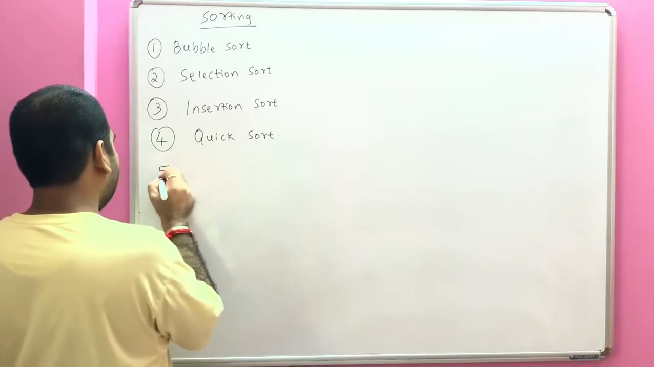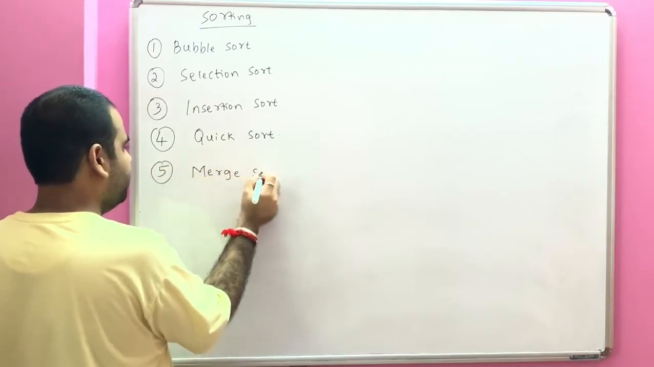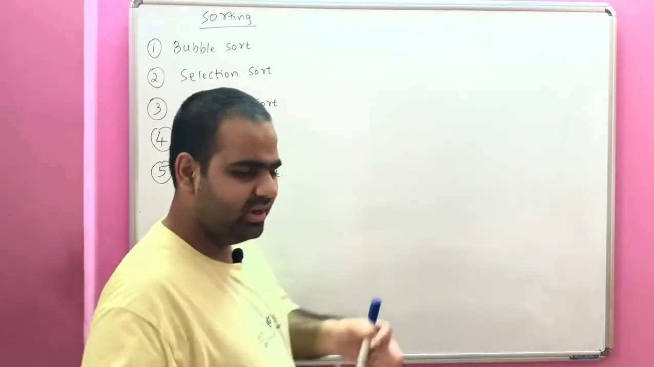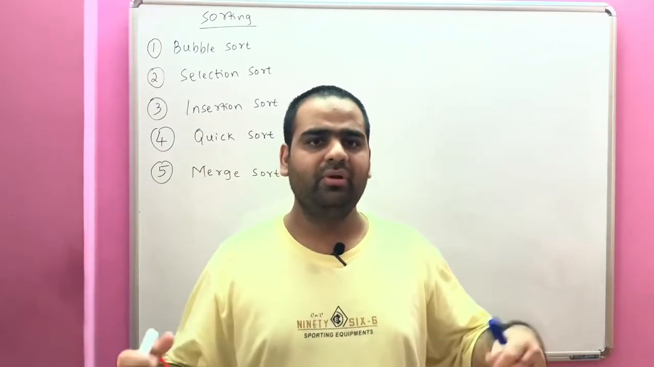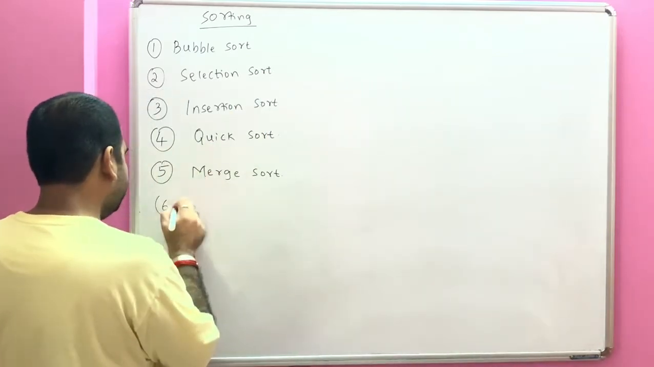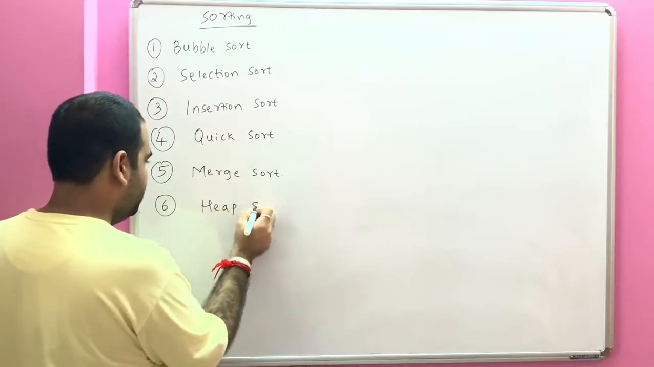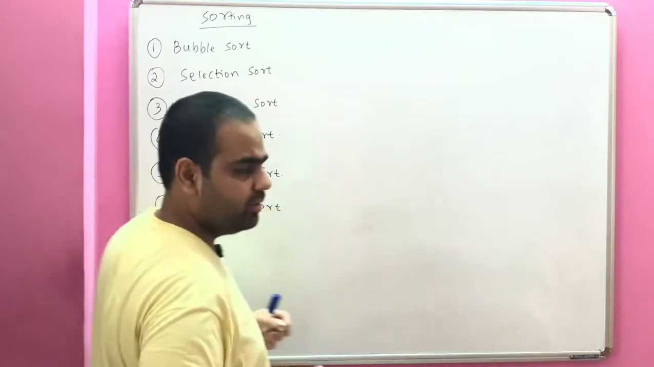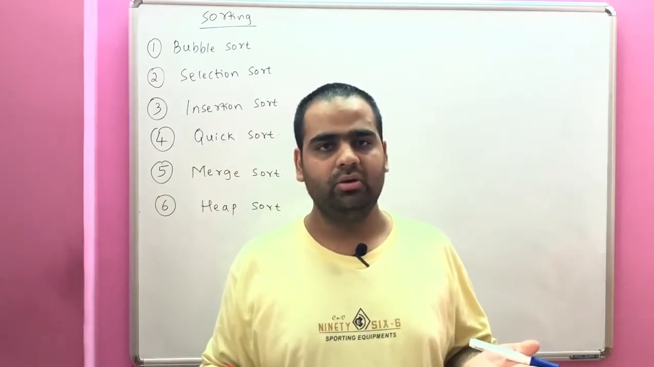And the fifth algorithm that we will see is the merge sort. Now this merge sort is also divide and conquer algorithm. You divide the solution into two equal parts and you go on solving it. The next sixth algorithm that we will see is the heap sort. Now what is this a heap sort? This heap sort is the transform and conquer algorithm.